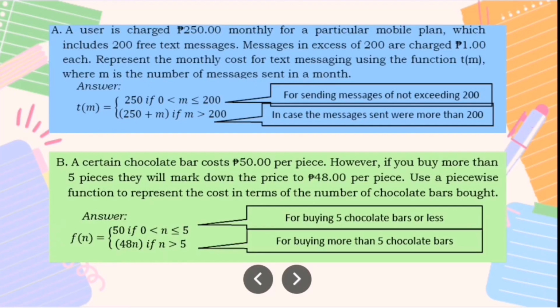The chocolate bar will cost 50 pesos if n is greater than 0 and less than or equal to 5, or 5 chocolate bars or less. And then, if we will buy more than 5 chocolate bars, we will use this following function. If n is greater than 5, then the price of chocolate bar is 48n. And that's it. We are done with our first lesson about functions for our general mathematics subject.